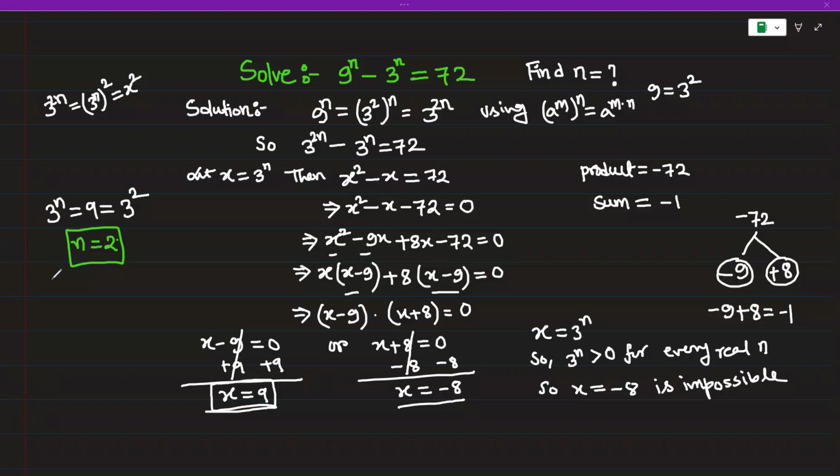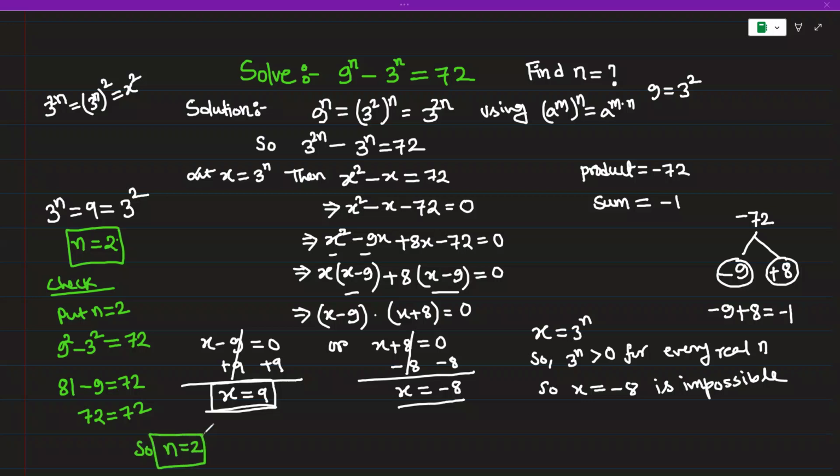To check whether this equation is true or not, if we substitute n equal 2 in the given equation, we get 9 power of 2 minus 3 power of 2 equal 72. 9 power of 2 means 81, minus 9 equal 72. So 81 minus 9, which is 72, equals 72. So that means n equal 2 is our final answer. That's it.